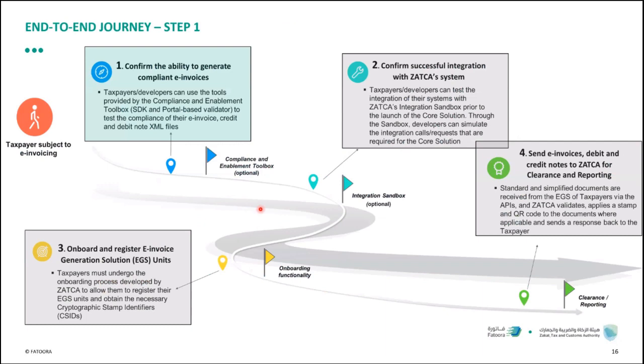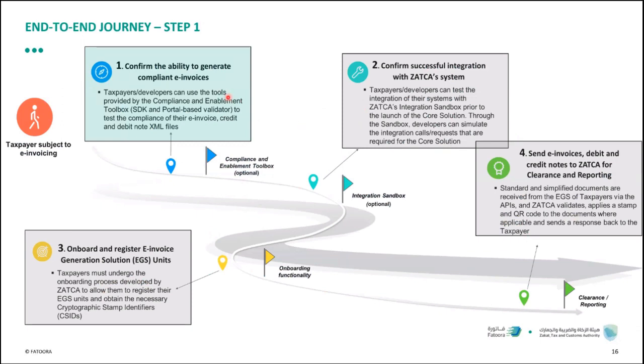This is how we envision the journey would look from a taxpayer or service provider point of view when integrating with the ZATCA invoicing platform. We have 4 major steps. The first 2 are optional, however, they are very encouraged to be used. The third one and the fourth one are mandatory, of course.